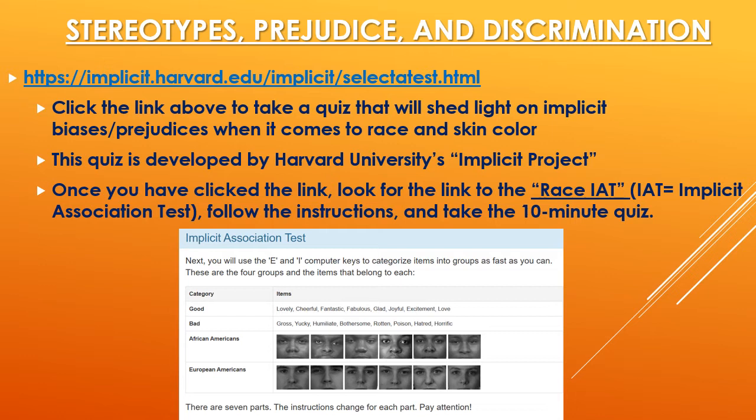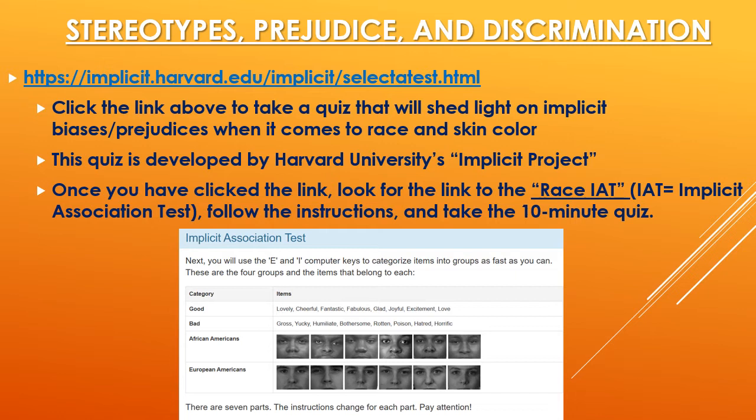And I just want you all to look for the link to the race IAT. And IAT means implicit association test. So look for the one that says race. And then click on that quiz. And it's pretty quick. And this quiz will shed light on your implicit biases and prejudices when it comes to race and skin color.